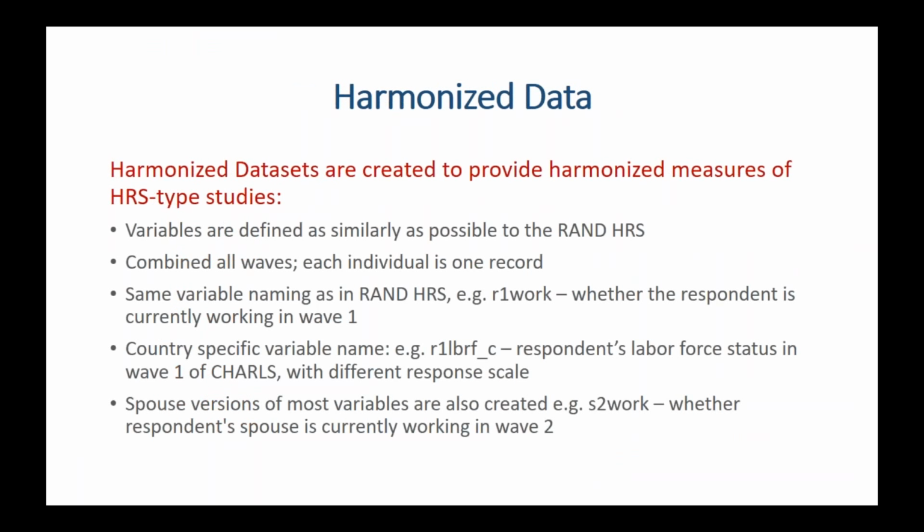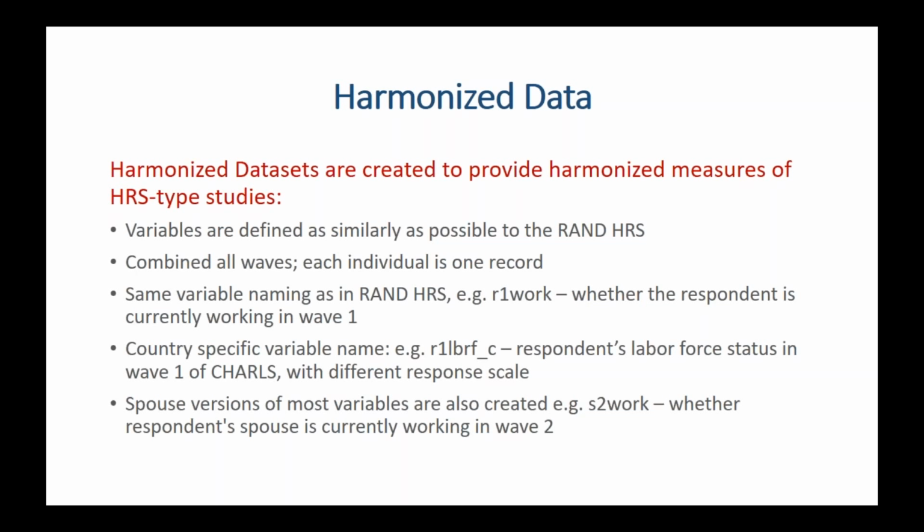So lastly, let's talk about harmonized data. Harmonized data sets are created to provide harmonized measures of HRS-type studies. The harmonized data set is not everything that is asked inside of the survey, but it's a subset of that survey which is most easily comparable between different years and between different studies, and most frequently used. We use as our model for these harmonized data sets the RAND HRS. The RAND HRS is this version of the HRS which is wildly popular. Almost all of the research that comes out of the HRS study uses the RAND HRS because it's so user-friendly.